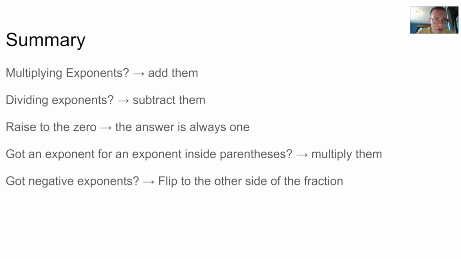All right, to summarize everything: if you've got to multiply exponents, you add them. If you've got to divide exponents, you subtract them. If you raise something to the 0 power, the answer is always going to be 1. If you've got an exponent on an exponent inside parentheses, multiply them. If you've got negative exponents, flip to the other side of the fraction. Perhaps you might want to take a moment, pause the video and write down this summary.